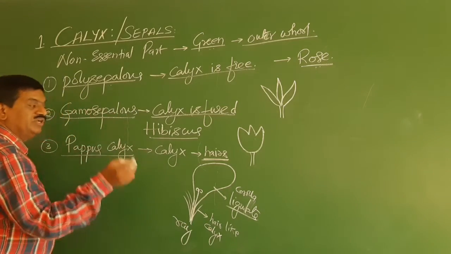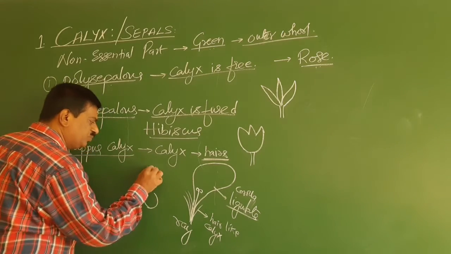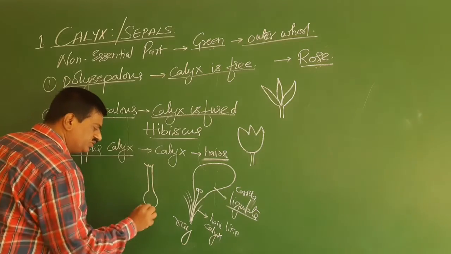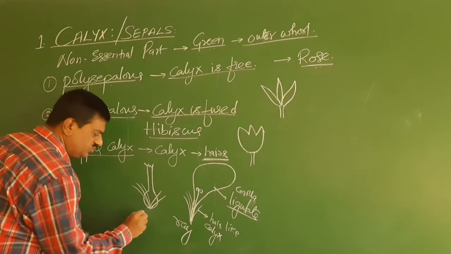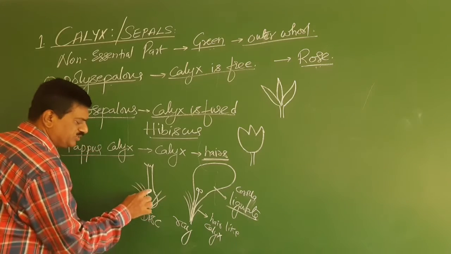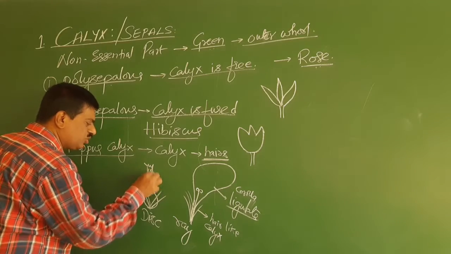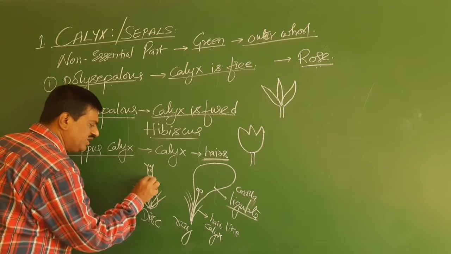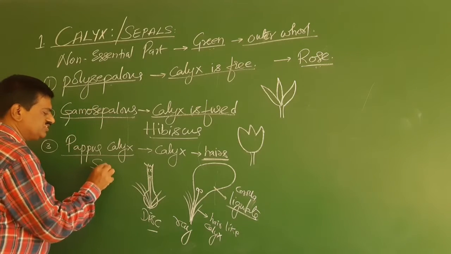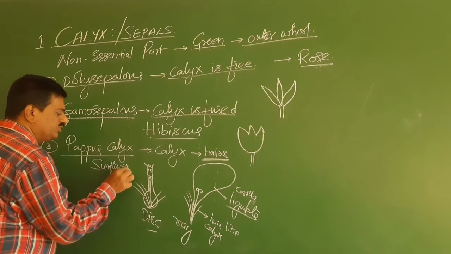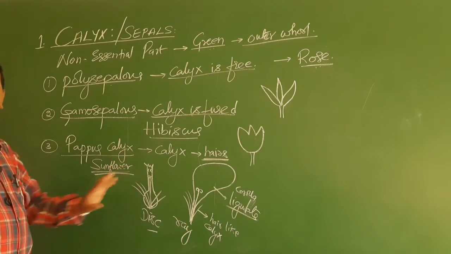Whereas a disc floret is in a tube-like structure. Here the calyx is modified like hair-like structures. So the disc floret also has a corolla and calyx. Here there are male sex organs, and female sex organs are also there. So examples for this are sunflower and marigold. In all these there is a presence of pappus calyx.